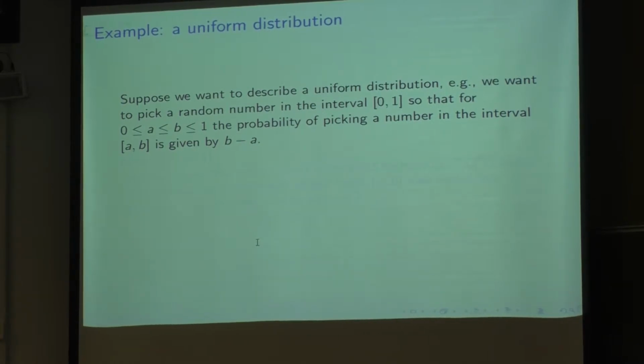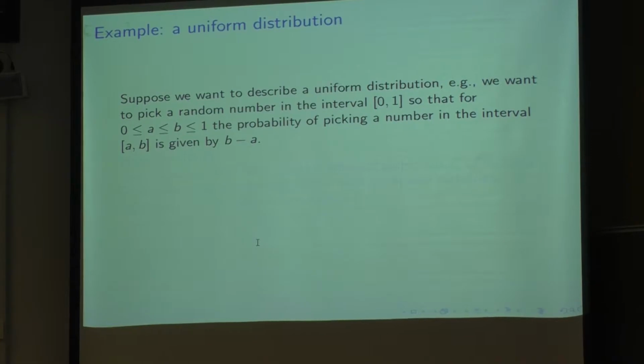Let me give you another example, and here things are a bit more complicated. So let's look at a uniform distribution in the interval 0, 1. So what do I want? My set of outcomes now, think of making an experiment and choosing a random real number between 0 and 1. So now my set omega is going to be the set of all the real numbers between 0 and 1.